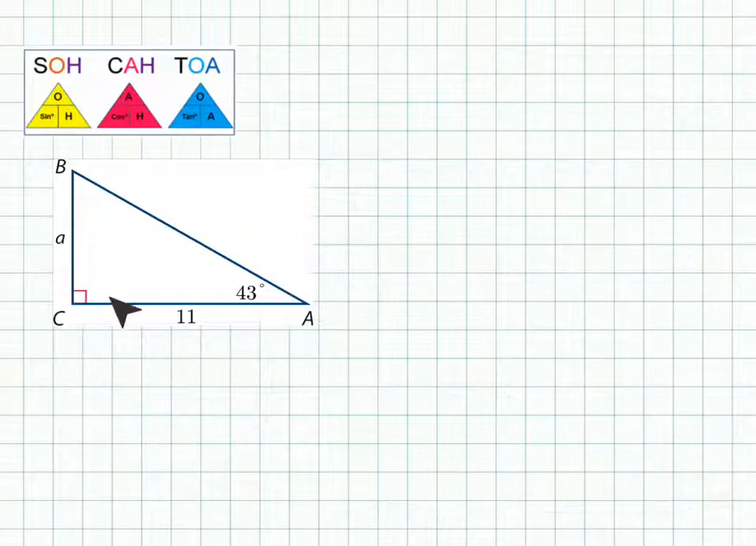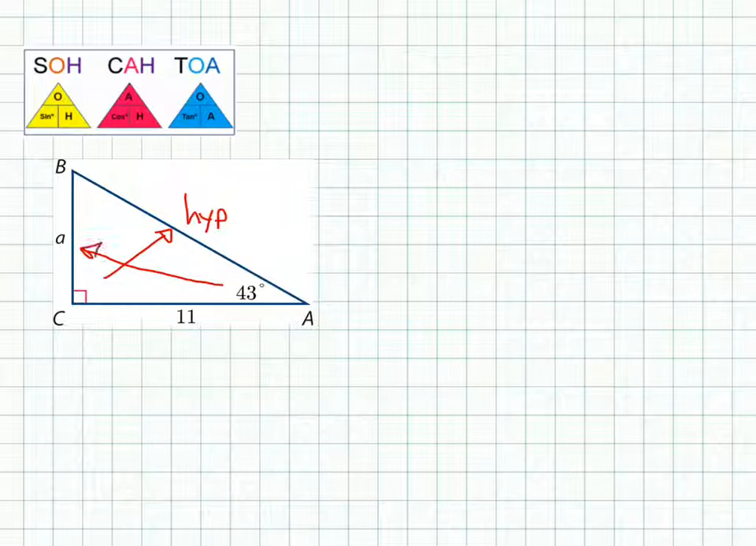Oh, here we are. We have our first problem. Before we get started, let's label the sides. Well, that is opposite the right angle, so that has to be my hypotenuse. This side is opposite my angle of 43 degrees, so this must be my opposite side. And this is touching the angle, so this has to be my adjacent side. Well, the first thing I'm going to do is look at what I've got and what I need to find. What I've got is an adjacent side. I've been given that. And they want me to find the opposite side.